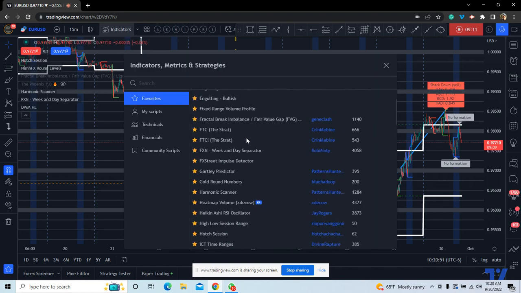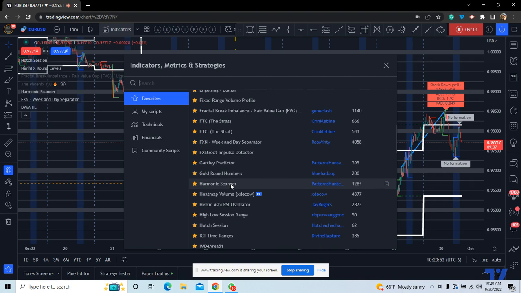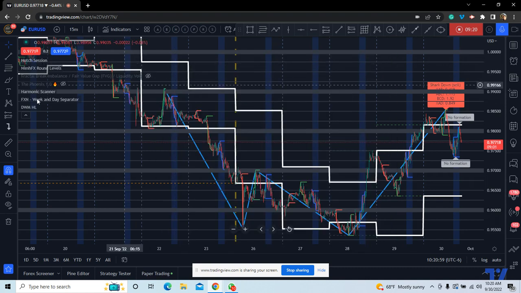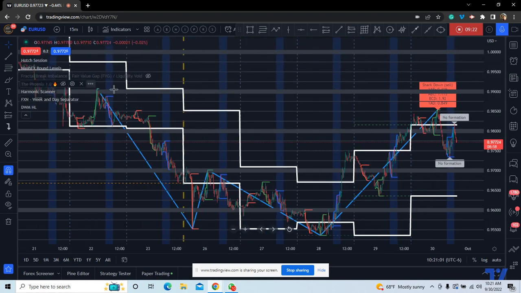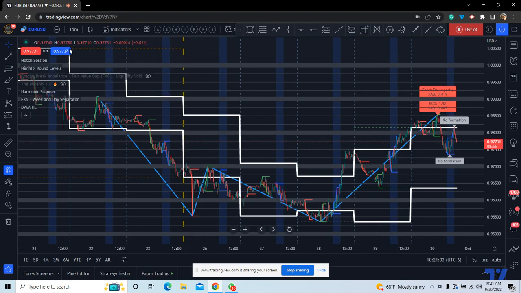Where have I found that? I can't remember. Harmonic Scanner by Pattern Hunters or Patterns Hunter. Okay. So if you want to get involved in some harmonics, and then the fractal break imbalance, fair value gap, FVG, liquidity void.